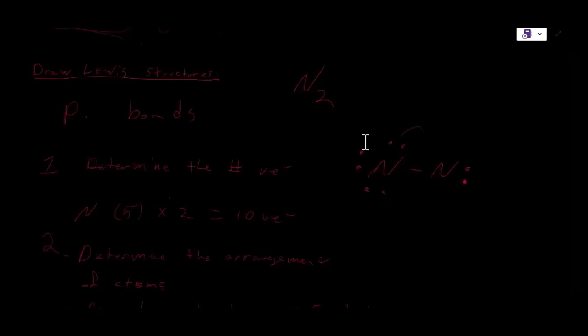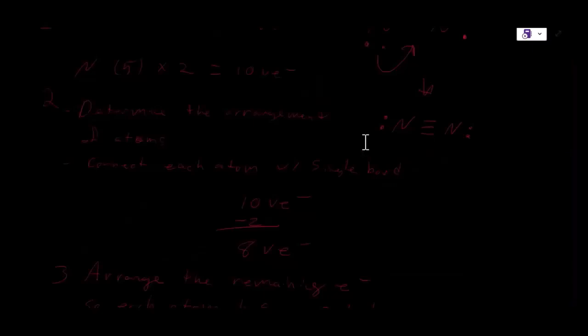We take these 2 lone pairs and turn them into bonds, and we would end up with a triple bond like this. This is verified because each atom has a complete octet. This nitrogen has 2 electrons and 3 bonds with 2 electrons in each bond, so that's 6, and then this one would be 8. So this one completes an octet, and this atom does the same thing.